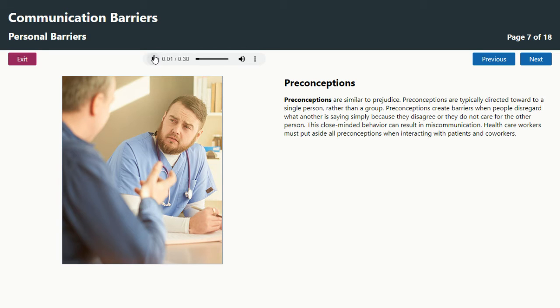Preconceptions. Preconceptions are similar to prejudice. Preconceptions are typically directed toward a single person rather than a group. Preconceptions create barriers when people disregard what another is saying simply because they disagree or they do not care for the other person. This closed-minded behavior can result in miscommunication. Healthcare workers must put aside all preconceptions when interacting with patients and coworkers.